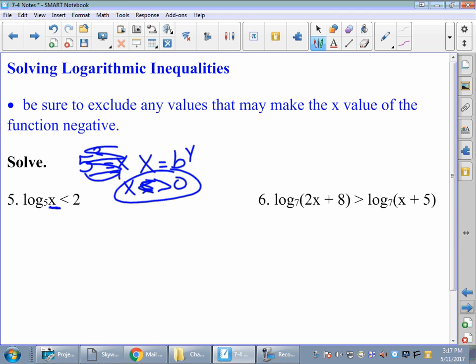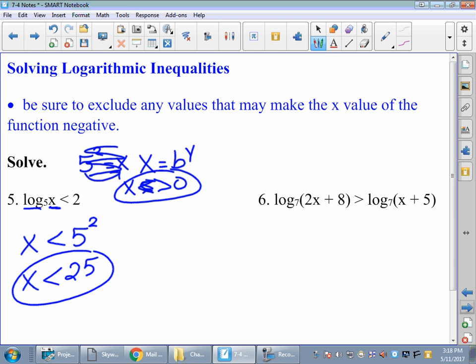So when I solve this, there's only one log, so I'm going to rewrite it as an exponential, but I'm going to go x is less than 5 squared. And so if x is less than 5 squared, that means x is less than 25. If I put both of those on a number line, I'll have 0 and 25 on the number line. And I just want to make sure that both of these things coexist.